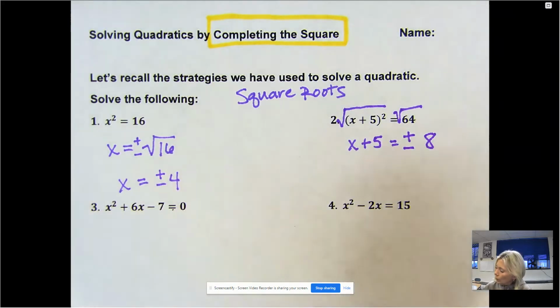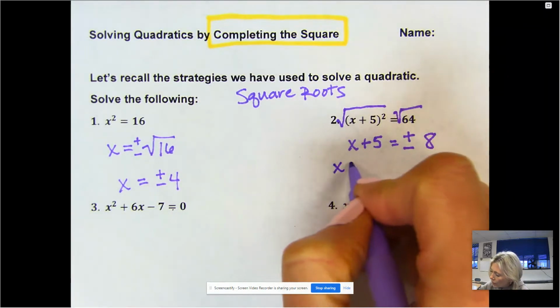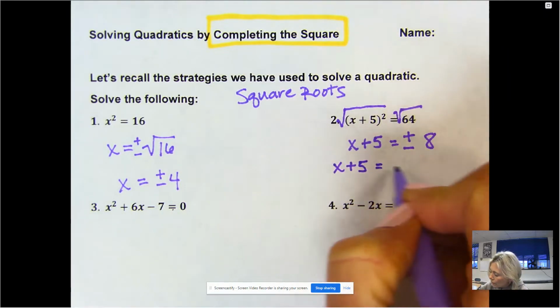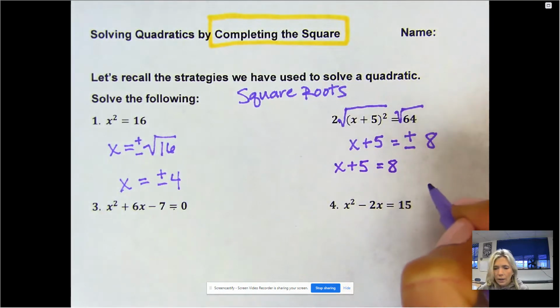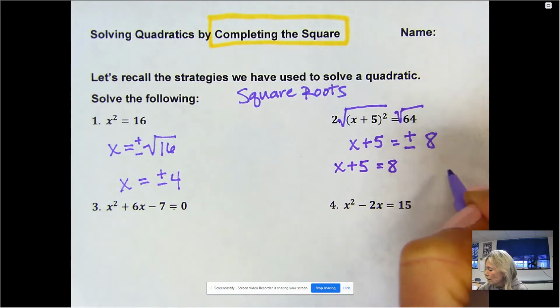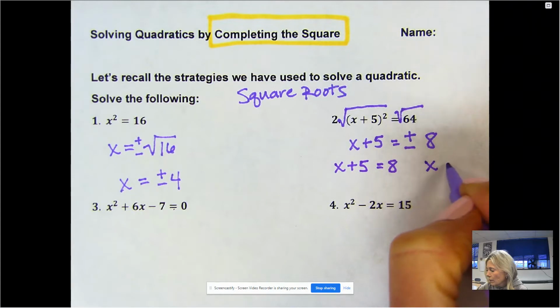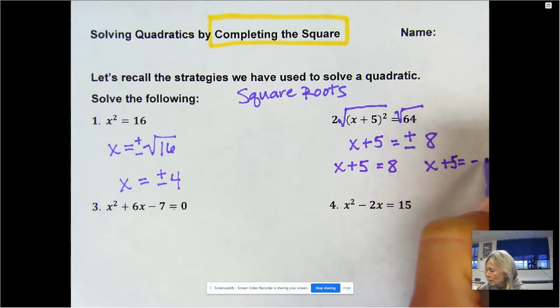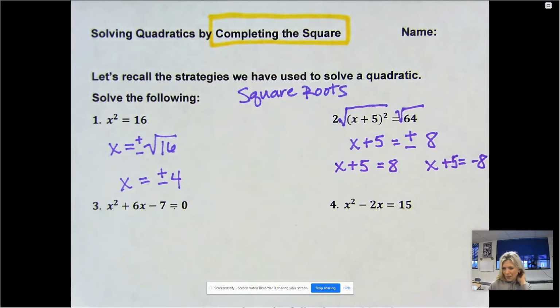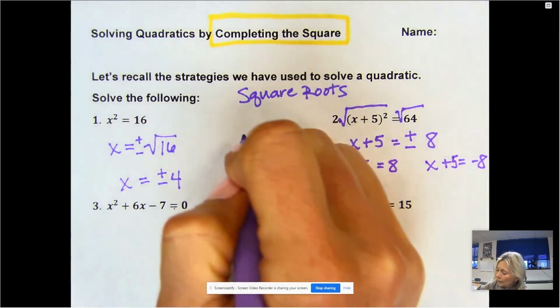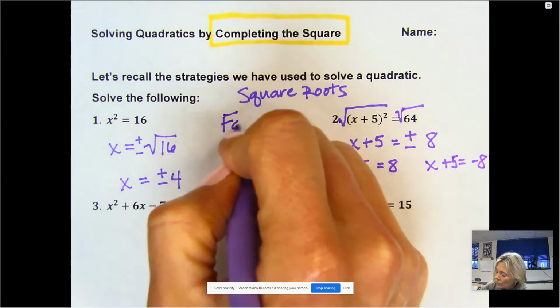And so we would then go, okay, so we have two solutions. Find one by solving x plus 5 equals 8. Find the other one by solving x plus 5 equals negative 8. And so on. I'm not going to finish it because I want to get to the good stuff. And then the other strategy that you've learned in the past is factoring.